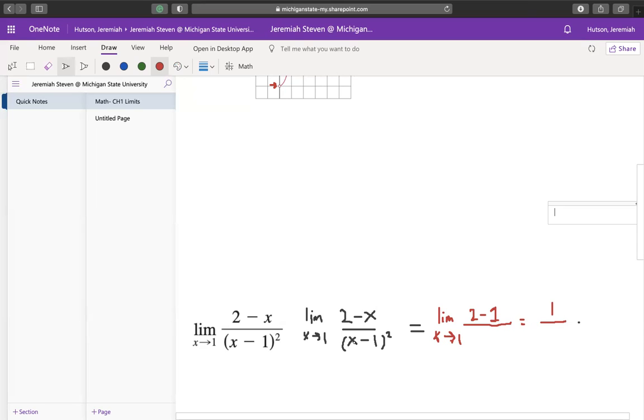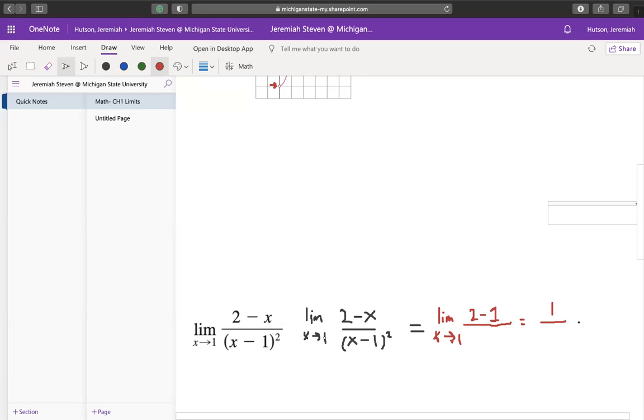So if we have 1 from the left, what's going to happen? Well, we're going to have 0.999999, something very close to 1, subtracted by 1. That's going to be a very small negative number. We're going to square it, so it's going to be a very small positive number, okay?